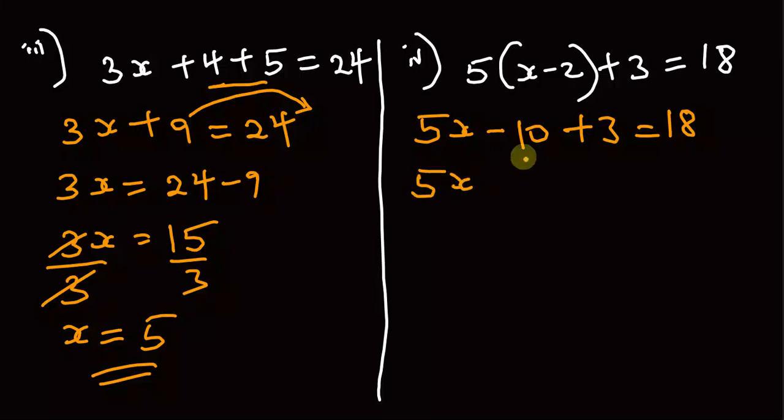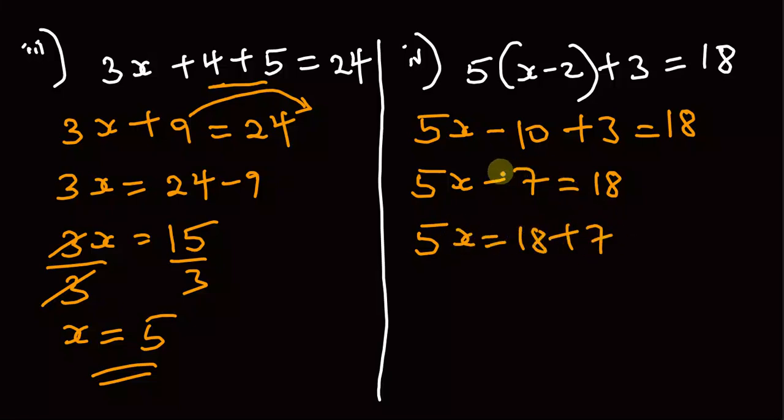This will be 5x. Collect the like terms. What is minus 10 plus 3? Minus 10 plus 3 is minus 7. So minus 7 is equals to 18. This will be 5x is equals to 18 plus 7. This sign will change. This in turn becomes 5x, 18 plus 7 is 25.